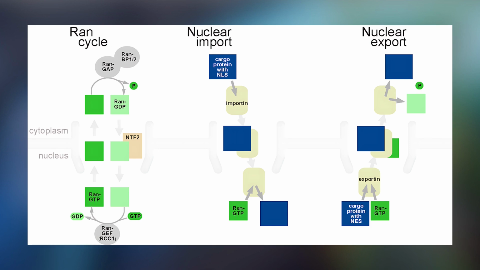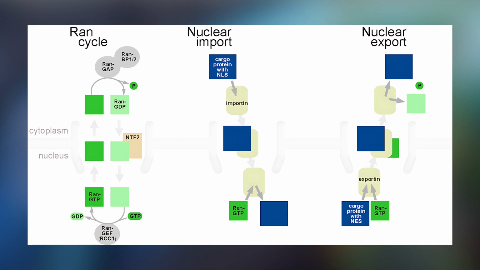Similarly, there are export signals that tag proteins that need to be removed from the nucleus. So the basic idea here is that the cell has molecular mechanisms for tagging proteins that need to go into the nucleus and proteins that need to be exported from the nucleus. Now, what happens next is a little bit complicated and hard to explain without a diagram, so I'm going to simplify it a little bit just to give you the basic idea.